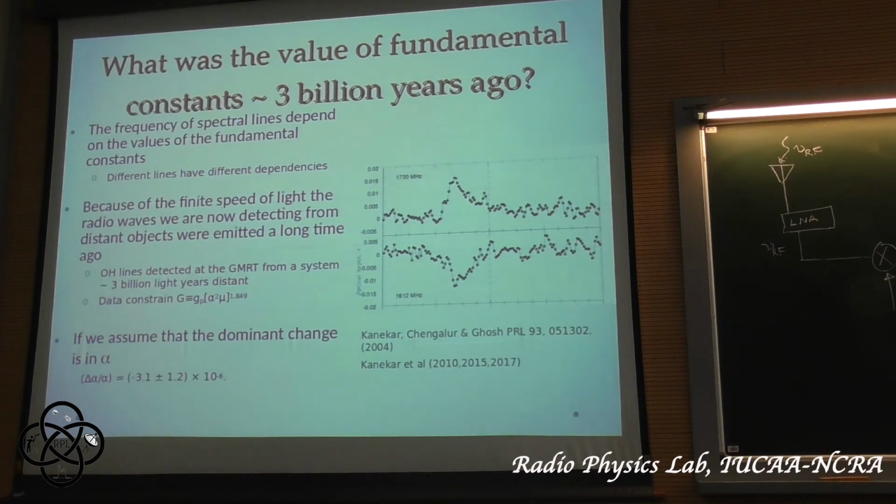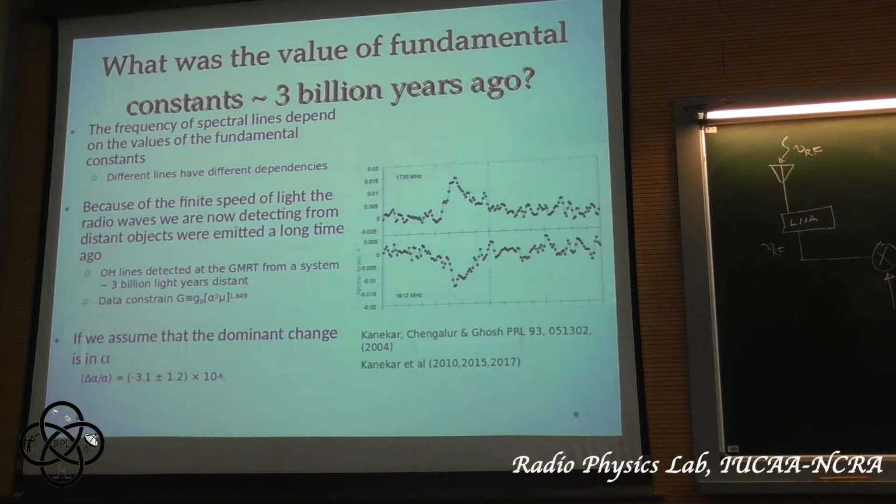Radio lines of a particular molecule called OH, which I had mentioned right at the start of my talk, is responsible for absorbing short wavelength radio waves in the Earth's atmosphere. But it also turns out that they have long wavelength spectral lines at frequencies of the order of 1600 megahertz. And this spectral line has 4 spectral lines, of which 2 are very interesting: the one at 1720 megahertz and the one at 1612 megahertz.